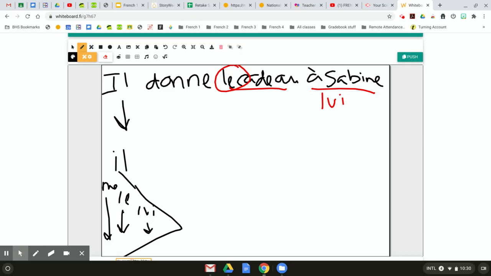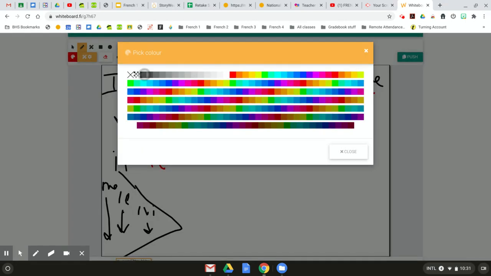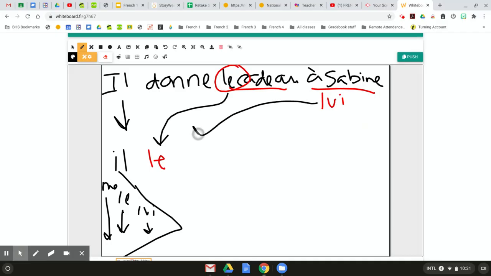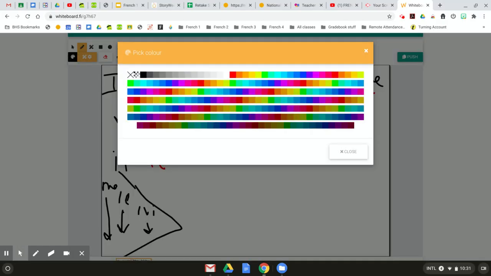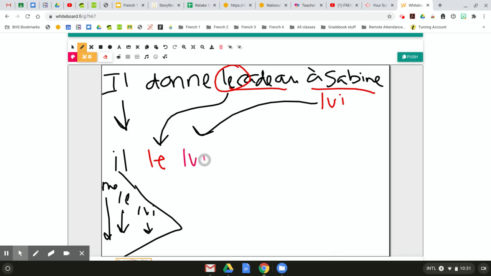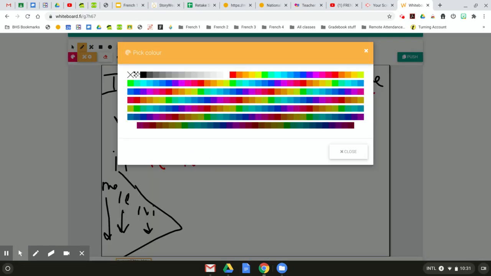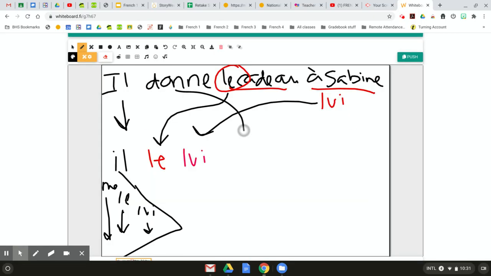Now we kind of have to keep the same order a little bit. And so le is going to be brought over here. And it's going to be il, le. And then next is lui. So we're going to take lui and bring it all the way down over here. And so it's going to be il, le, lui. And then the last part is our verb. Je le lui donne.